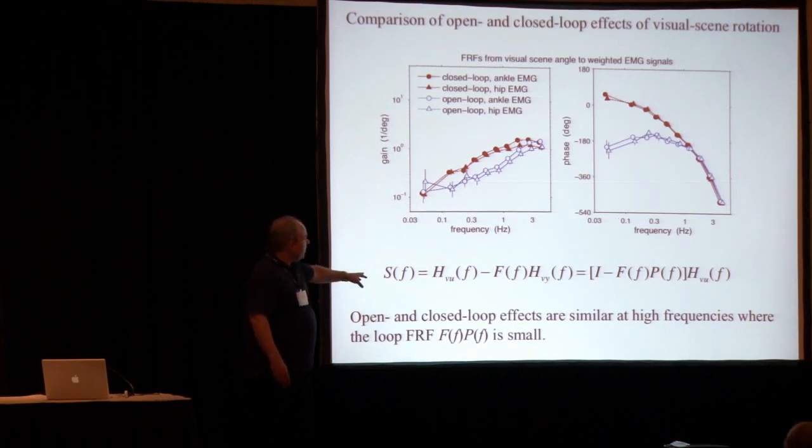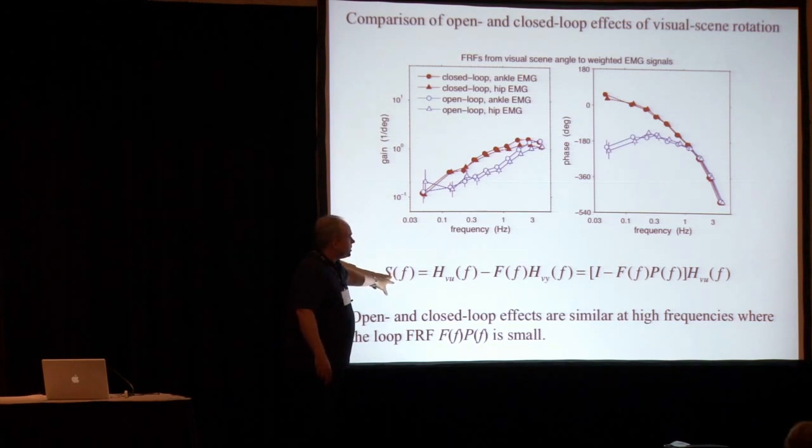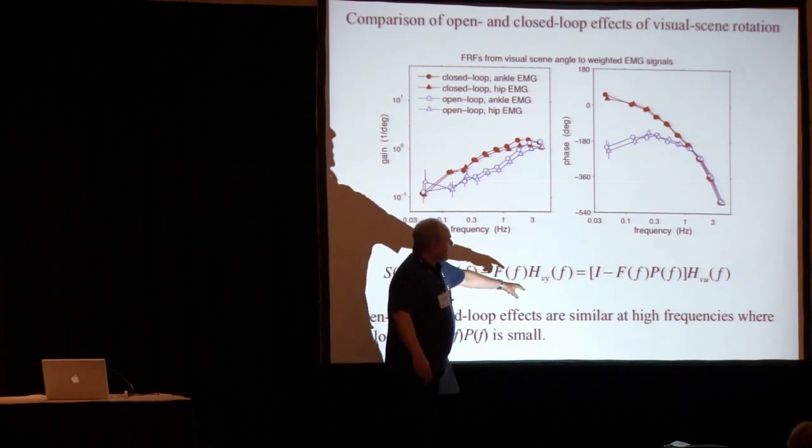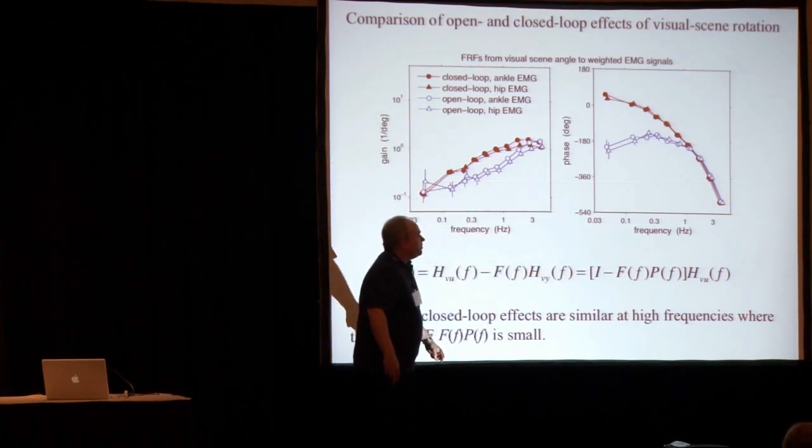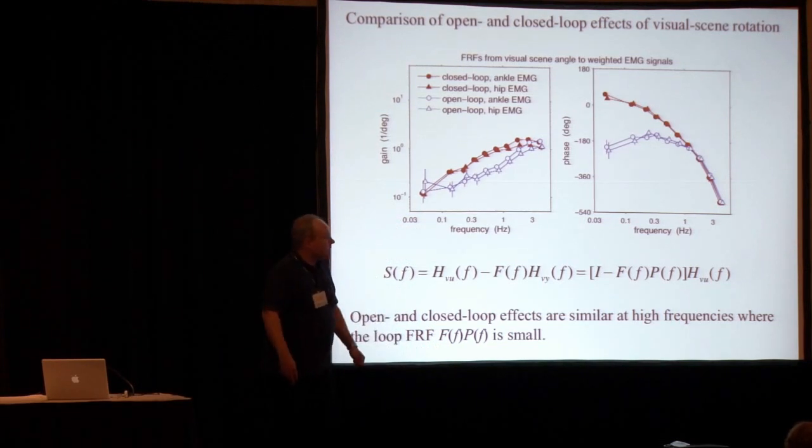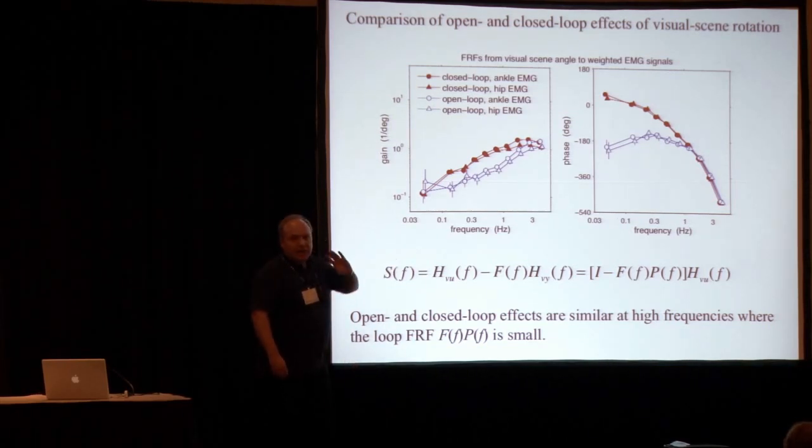And why is that? If you actually write the closed loop response, what you get is the identity minus f times p times the closed loop response to EMG. So at high frequencies, f times p is typically small, because there's more low-pass filtering in the plant than there is high-pass filtering in feedback. So at high frequencies, the closed loop response is almost the same as the open loop response.